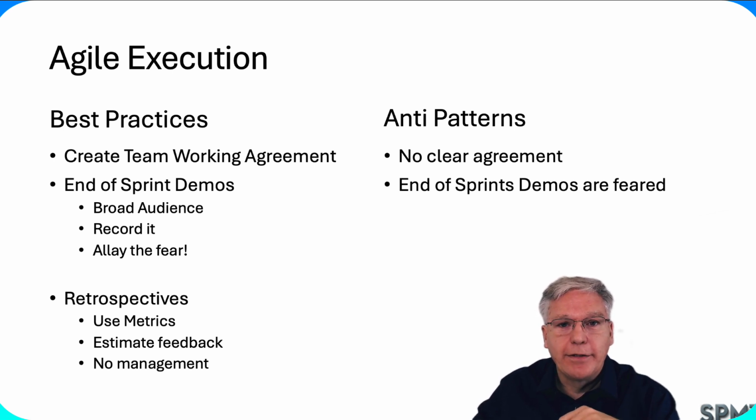So let's talk about Agile execution best practices. Again, creating a team working agreement will save you so much time and misunderstanding. You got to do it. You got to have end of sprint demos, invite the broad audience, record it, and allay the fear, right? Allay the fear so that people are comfortable making comments and criticisms. And why are they doing it? Because they want a better product for the user. Can't emphasize this enough. Retrospectives, use metrics. We're going to talk about metrics in the next module. Estimate, the feedback, and don't have management attend the retro at all.